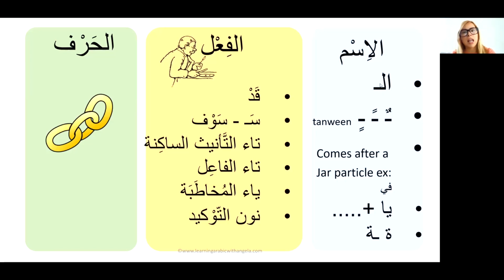Although I can't say al to a proper name, like I can't say al-Muhammad, that would be wrong, we can add tanween to certain names, like for example, Muhammadun yusalli, or ra'aytu Muhammadan, sallamtu ala Muhammadin. So depending on the grammatical case, some names will take tanween and the vocative particle. And we mentioned they could come after a jar particle.